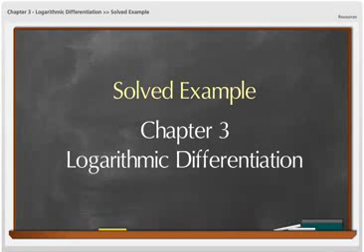In this video, we're going to solve an example from Chapter 3. This example is going to be talking about logarithmic differentiation.